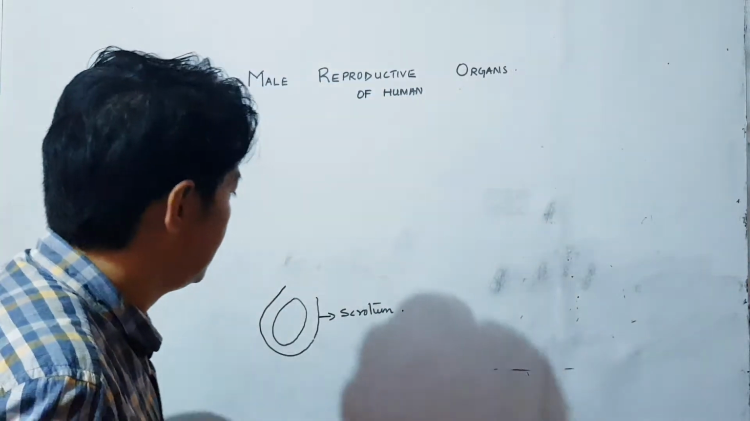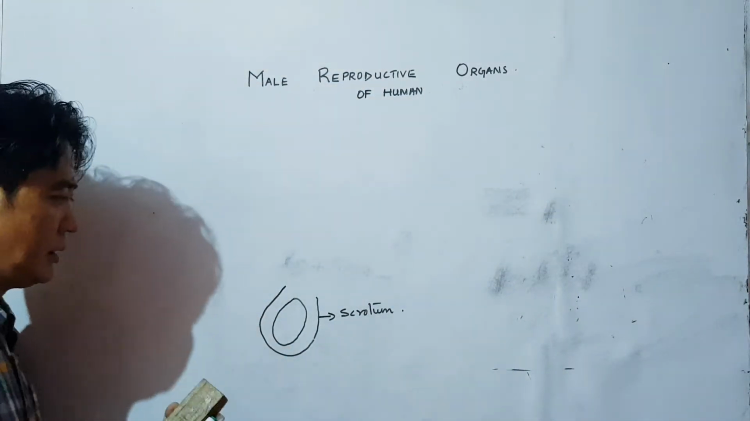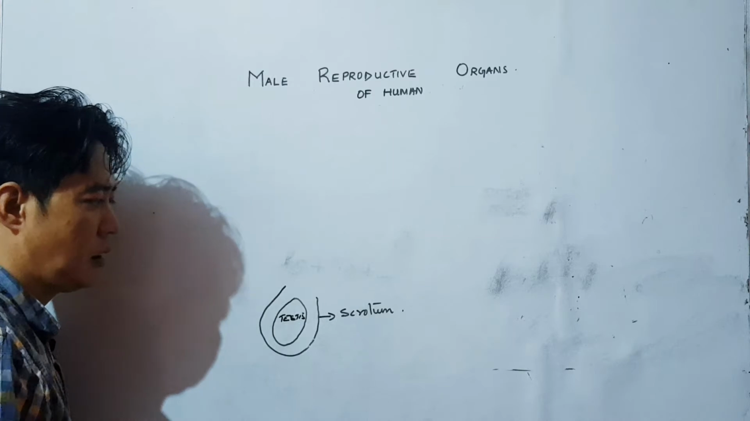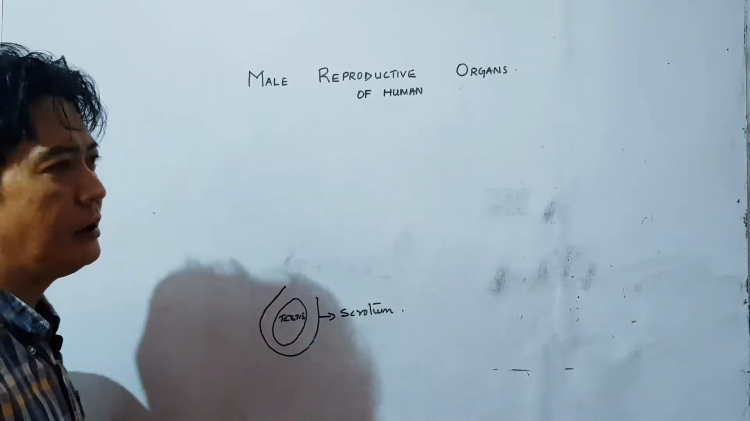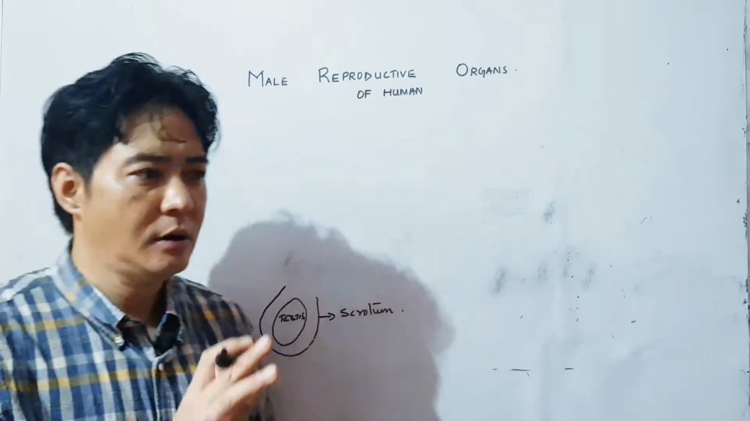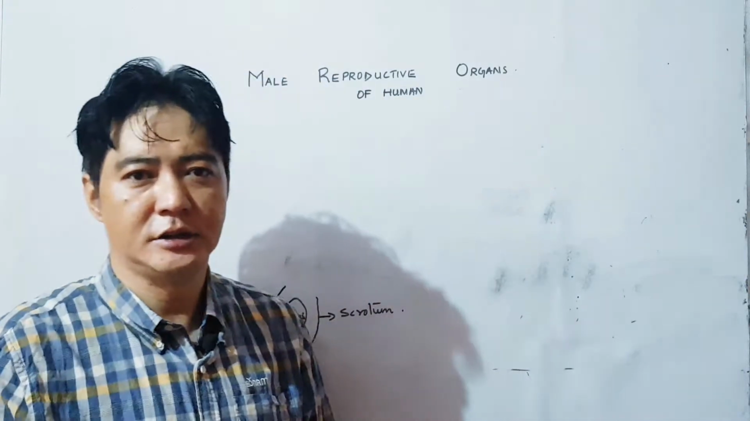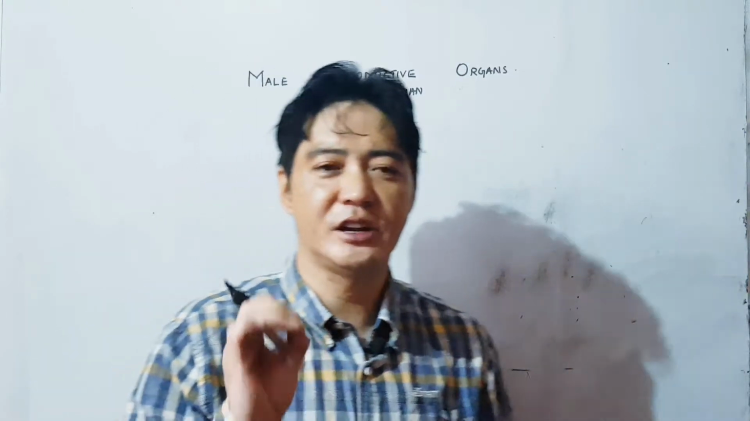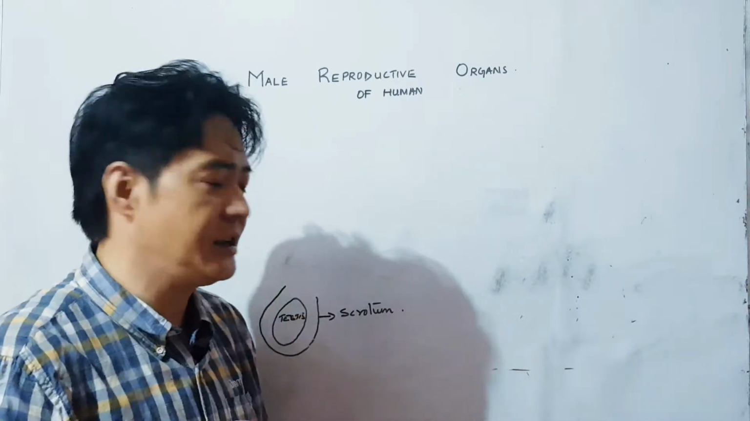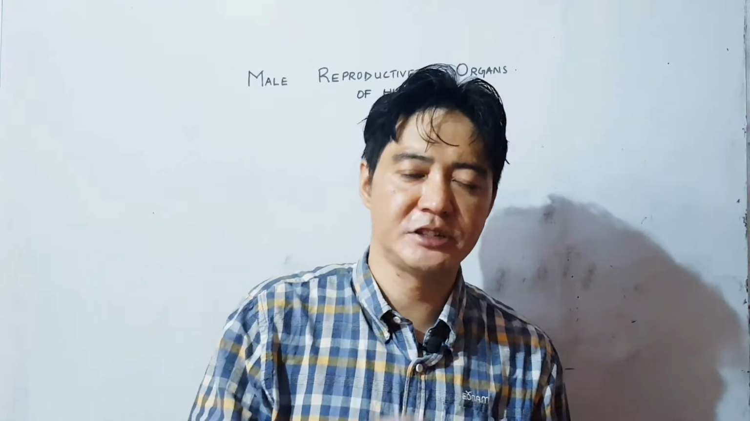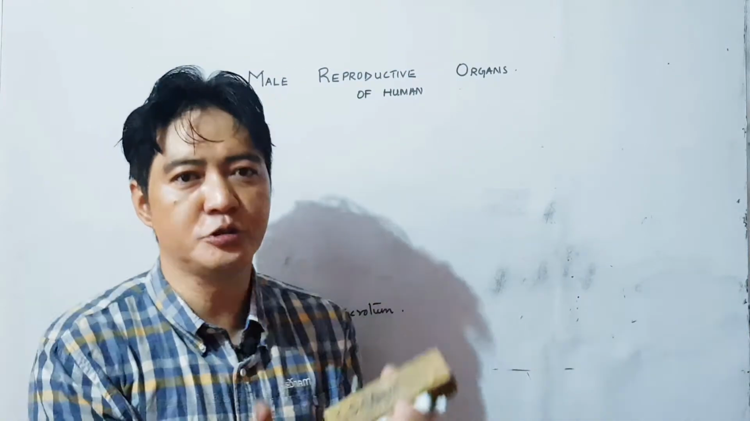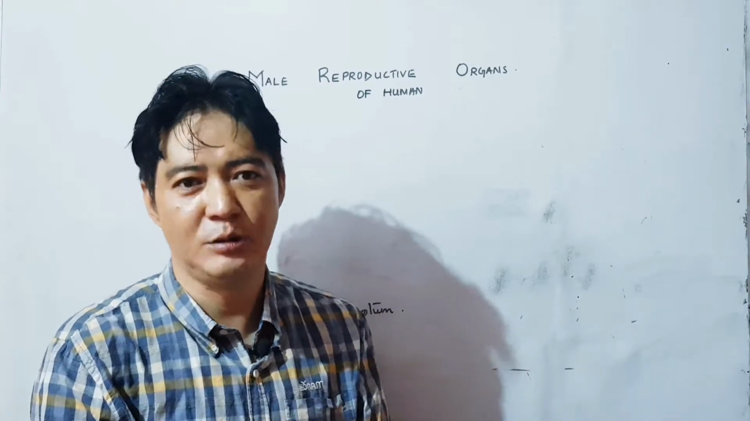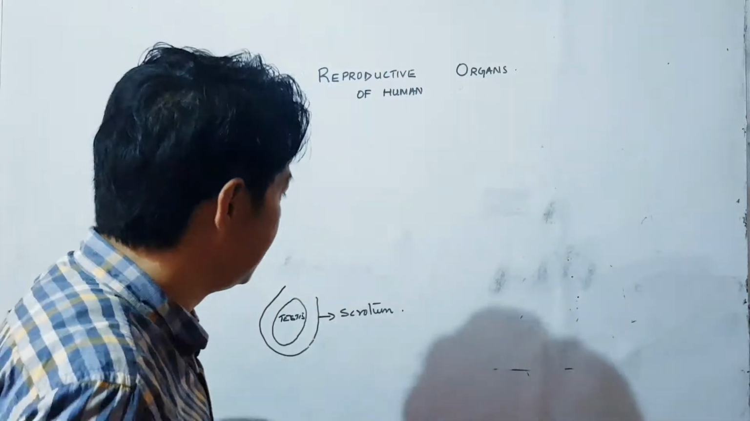So the protective layer of testes, this is testis and this is scrotum. This scrotum is a thin folded structure of skin, highly pigmented, which consists of several layers of skin. Scrotum, once again I would like to repeat, is the folded skin pouch, pigmented, which consists of 6 to 7 layers.